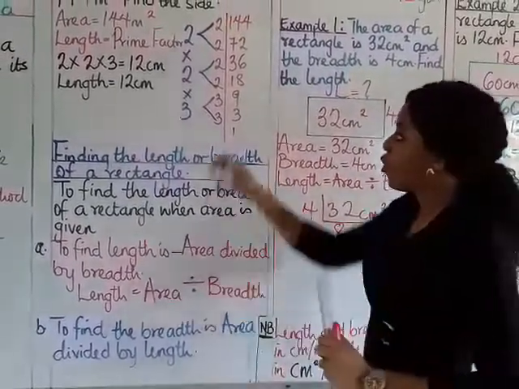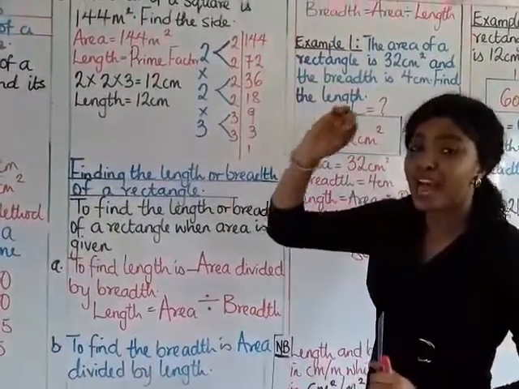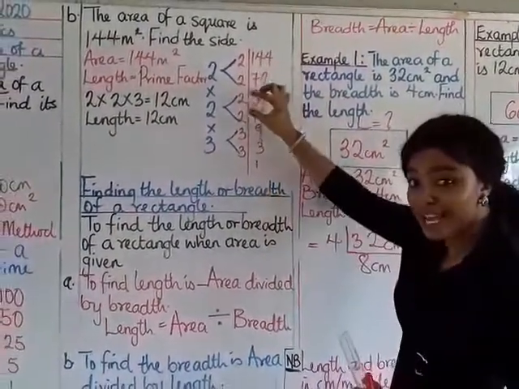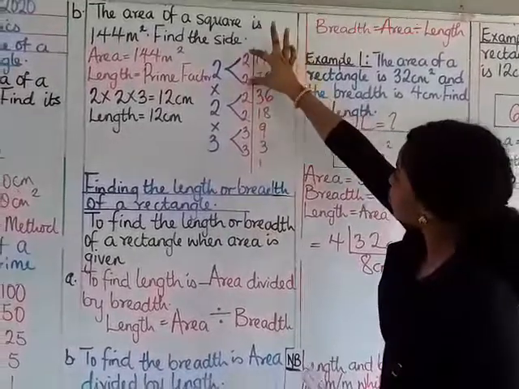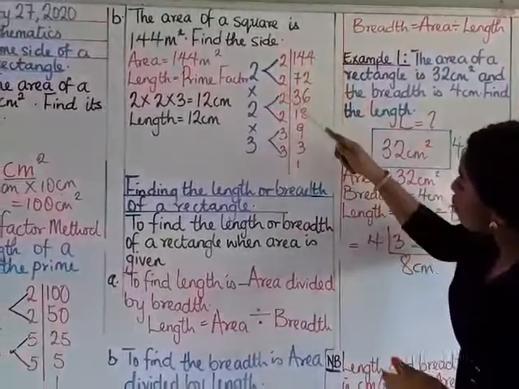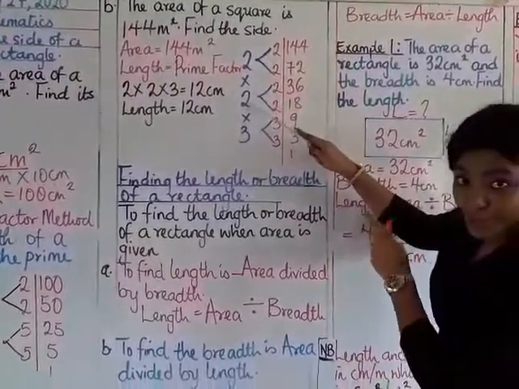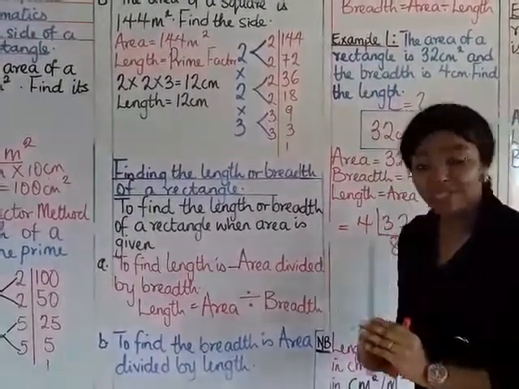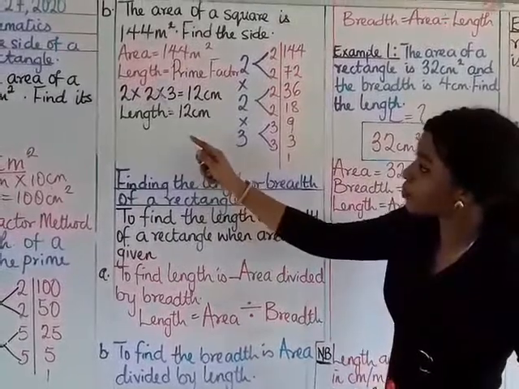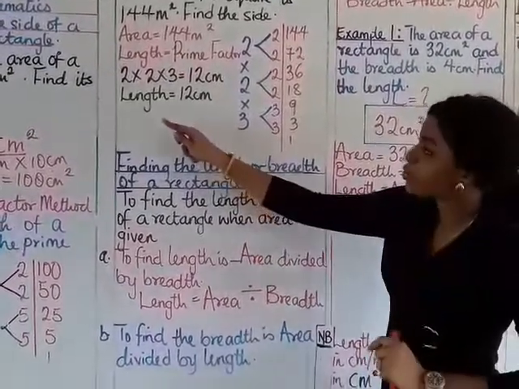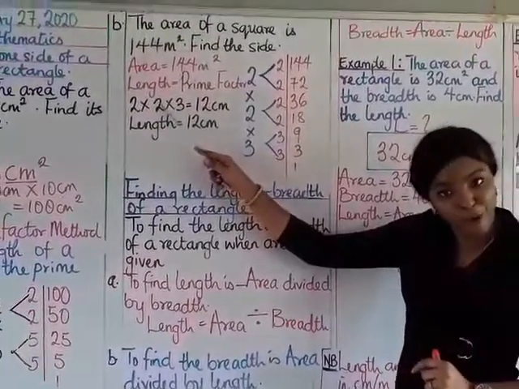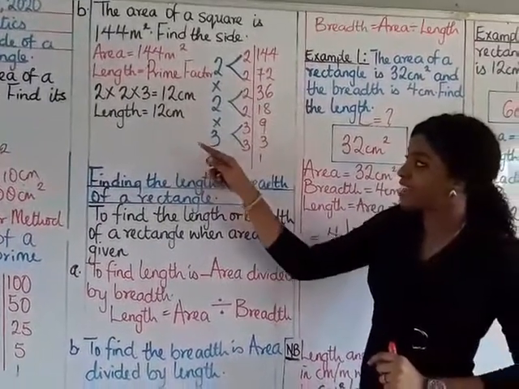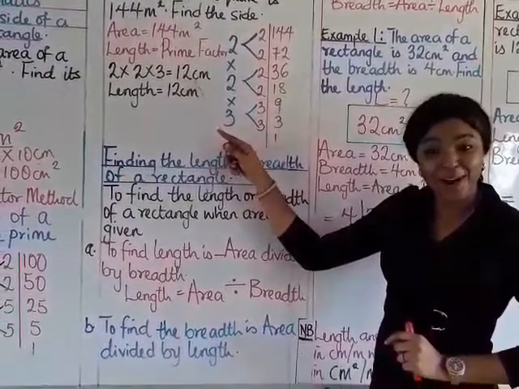Remember I told you, we always group them in 2s. And remember to group the same number. Great. So this will be what? 2. And we group this, it will give us 2. Group this, gives us 3. And then we multiply. 2 times 2 times 3. Now children, 2 times 2 is what? 4. And 4 times 3 is 12. And that is your length.